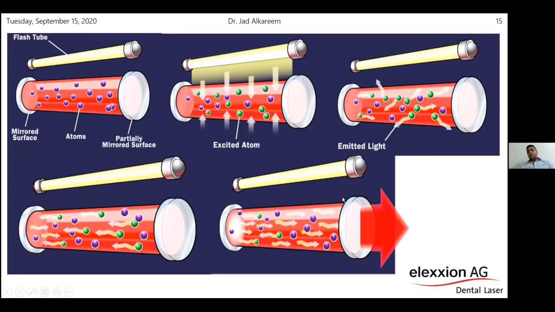mirror. The semi-reflecting mirror, or the partially reflecting mirror, is responsible for filtering the energy. So all the energy will come out with the same power and the same frequency. That's why you can see that the laser is totally different compared to normal light.